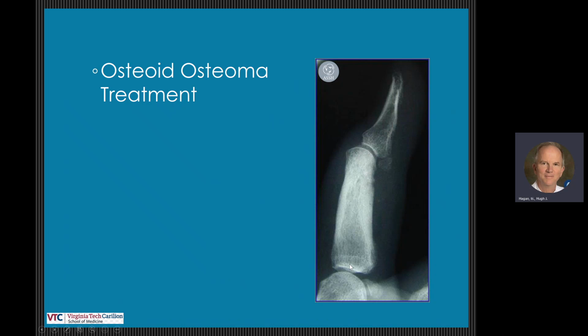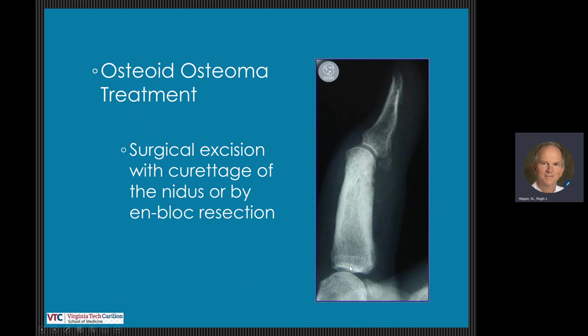Another X-ray here with thickening of the cortex. Surgical excision with curettage of the nidus or en bloc resection is the treatment of choice.